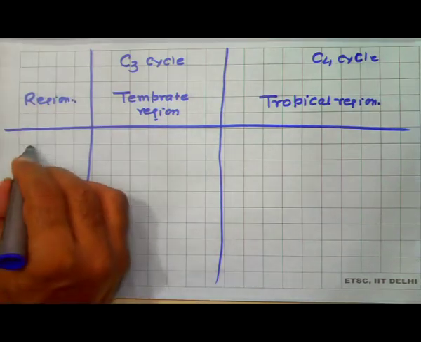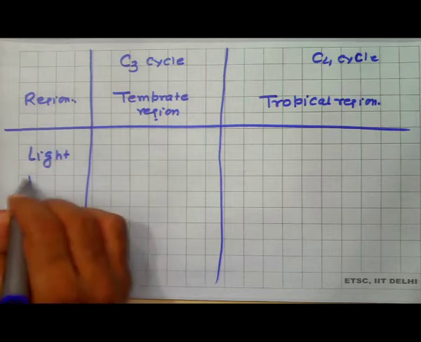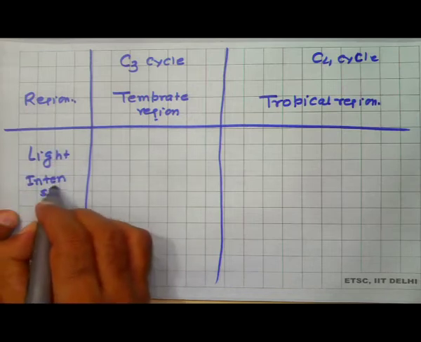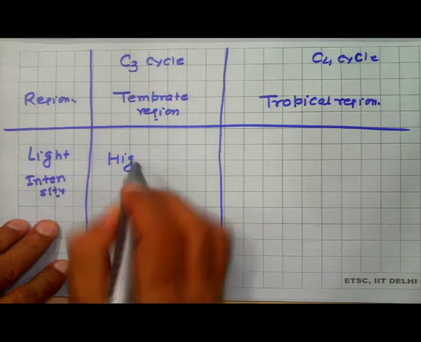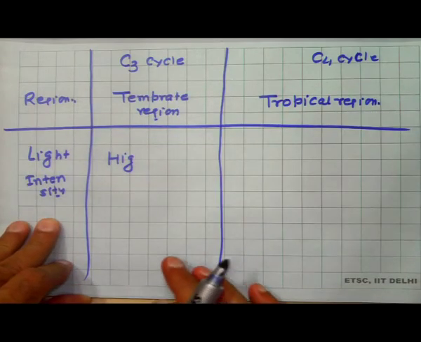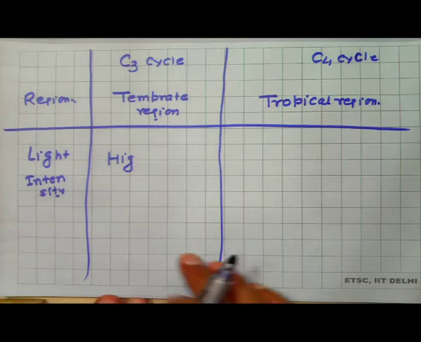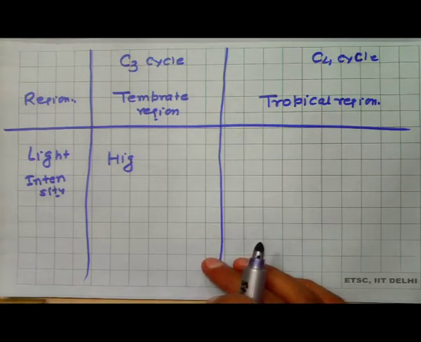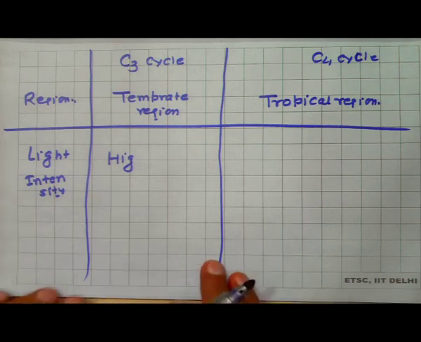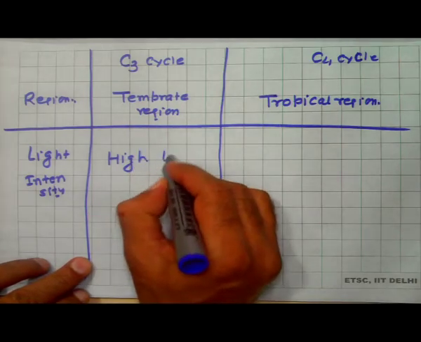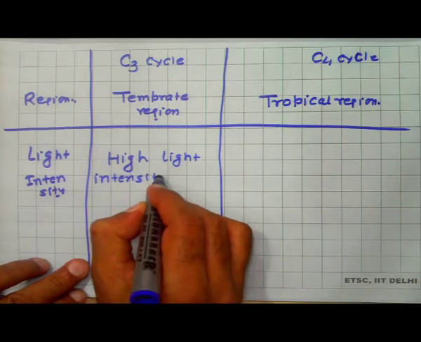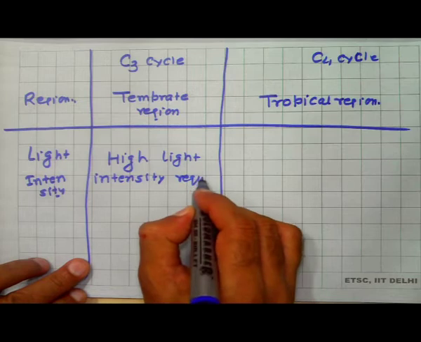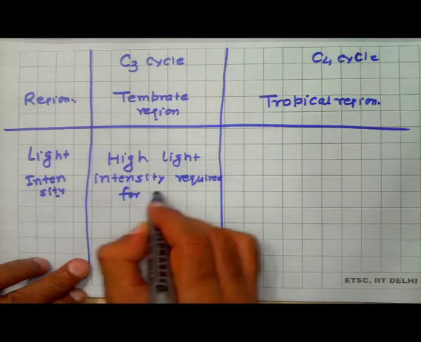Now, the last one, light intensity. Both require light reaction, because in light reaction ATP and NADPH2 is formed, which is called assimilatory power, which are used in the fixation of carbon dioxide. But in C3 cycle, high light intensity is required for a few hours.